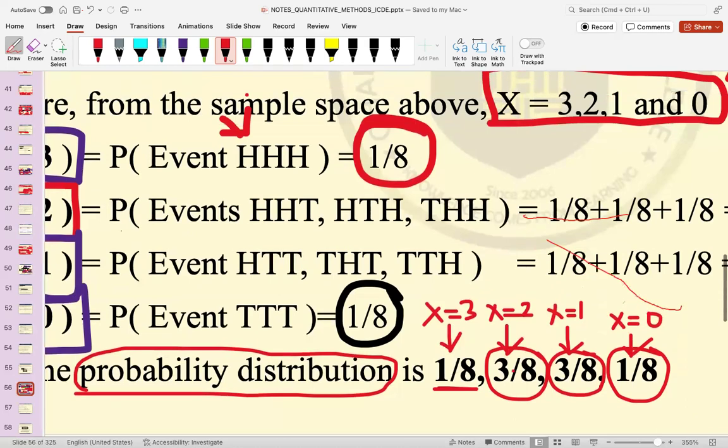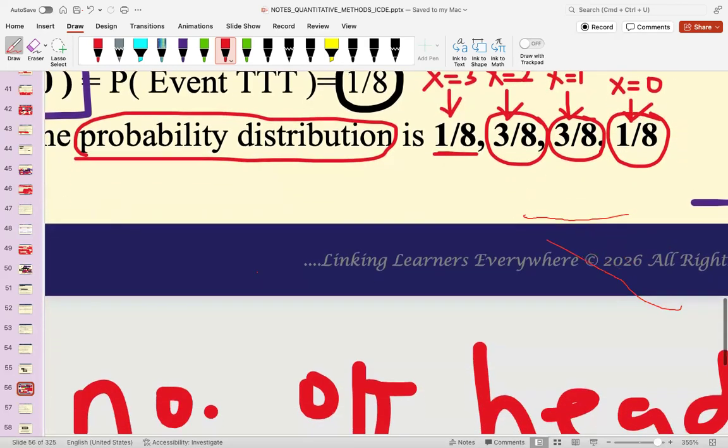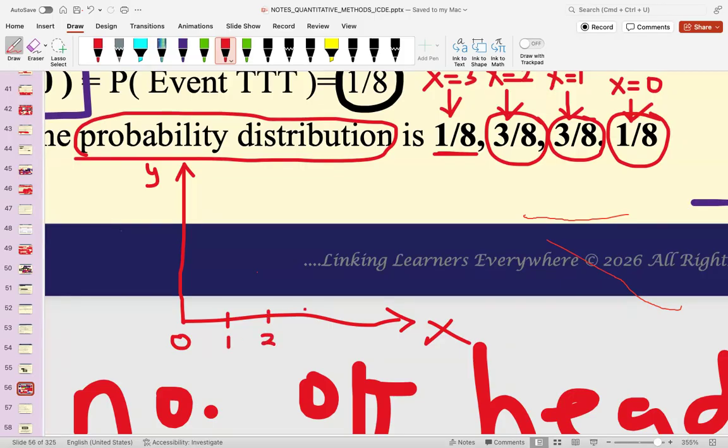So if we are to plot this on a graph, you see me draw something like this. You all know that this is the origin, this is the x-axis, and this is our y-axis. This is x equals 0, this is x equals 1, this is x equals 2, and this is x equals 3.